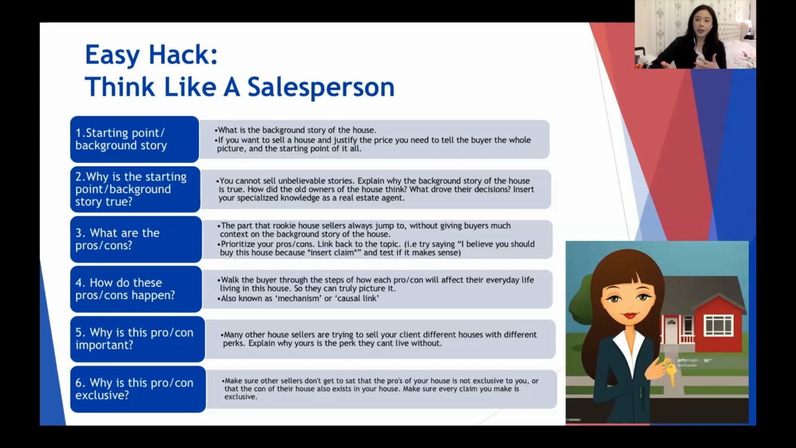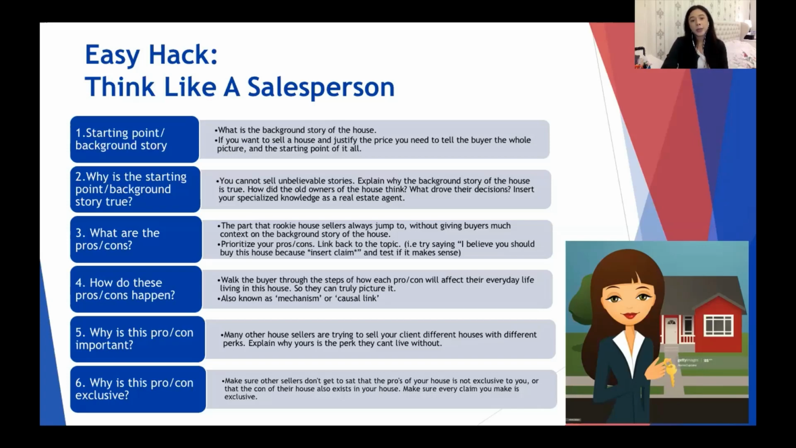So think of someone coming over to your house and you are the seller, the real estate agent, and you want to sell this old house to a buyer. When a buyer walks through the door, you want to make sure that you're telling them the background story of the house. You want to give the house a bit more character. If you want to sell a house at a steep price, you want to justify the price. You need to tell the buyer the whole picture and the starting point of it all, explaining why certain changes were even necessary to begin with, right? So always provide a background story to the house.